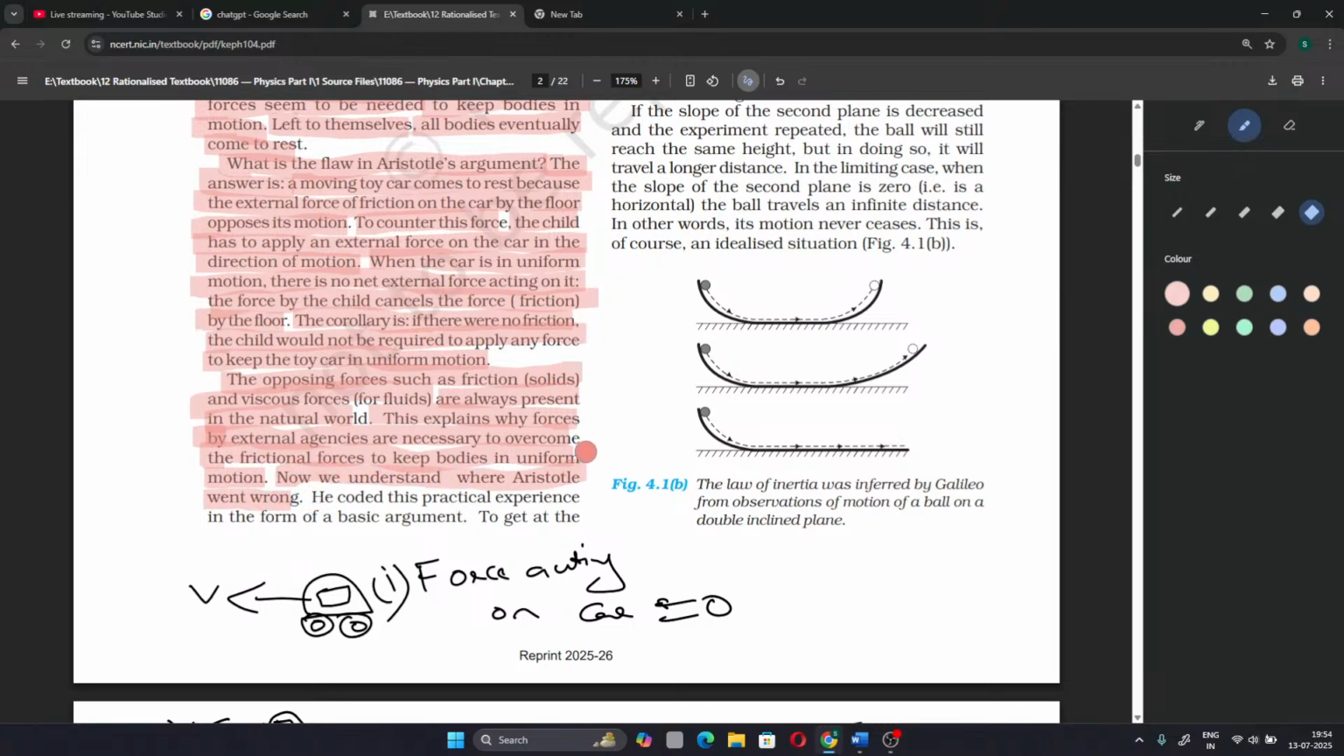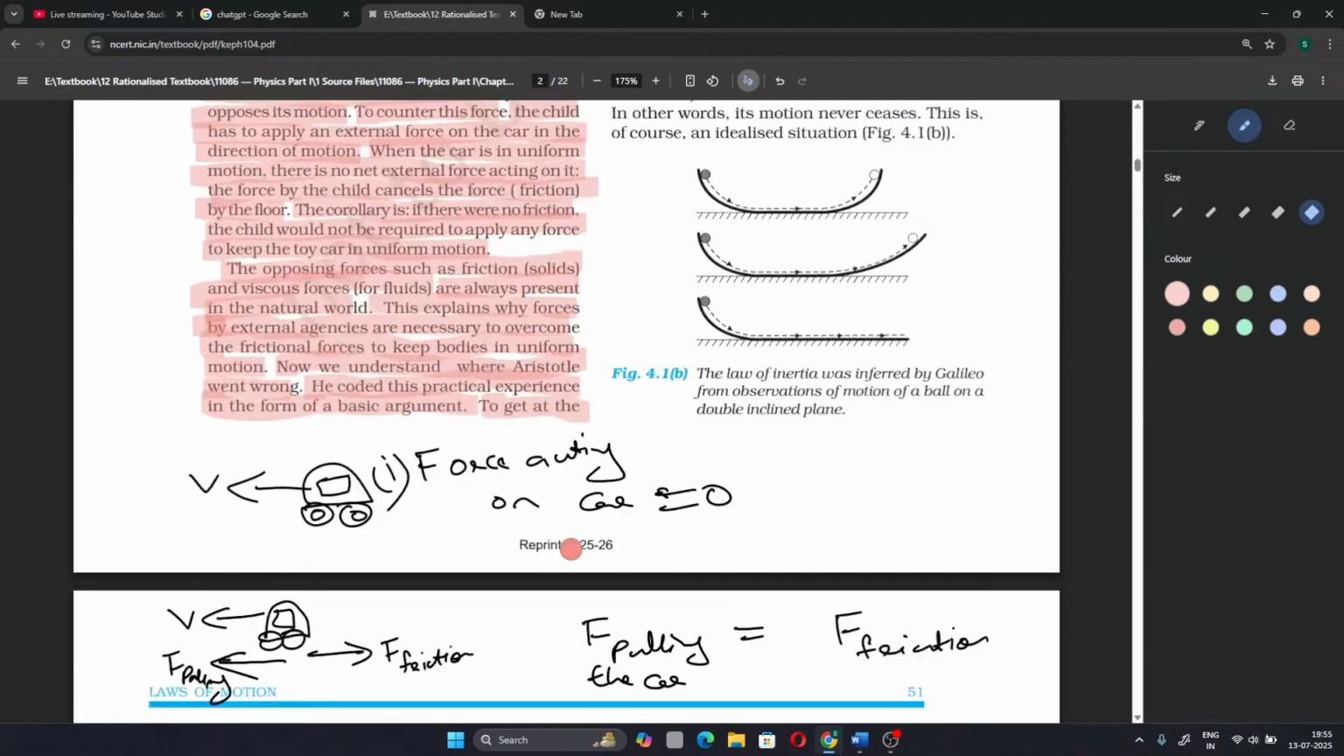He didn't know about friction, he didn't know about viscous forces. He just thought that it must be the case in all places also, that there must always be a force to keep the body moving. He coded this practical experience in the form of a basic argument. Basically, whatever his law is, he made it so that people can understand it in practical experience. That is a basic argument.